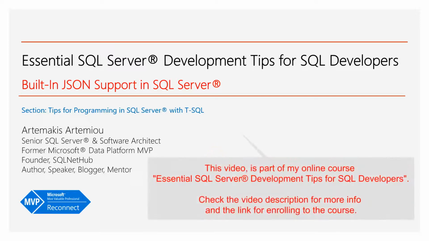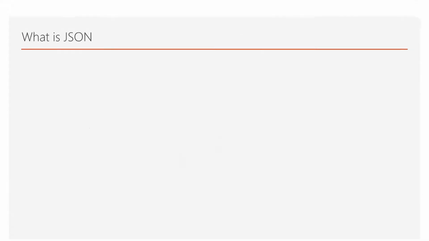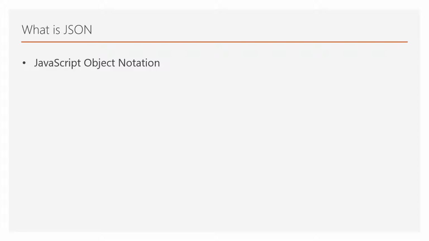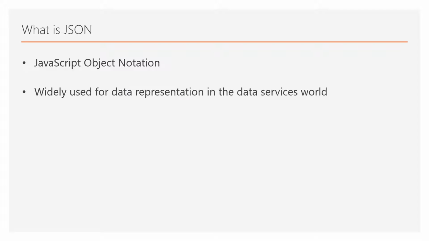In this lecture, we're going to talk about another great feature in SQL Server, that is built-in JSON support. But before talking about JSON support in SQL Server, we need to talk a little bit about what JSON is. JSON stands for JavaScript Object Notation, and it is widely used for data representation in the data services world. Based on this notation, you have data represented in a specific way. However, this format, the JSON format, is widely used, so it is significant that SQL Server supports this format.